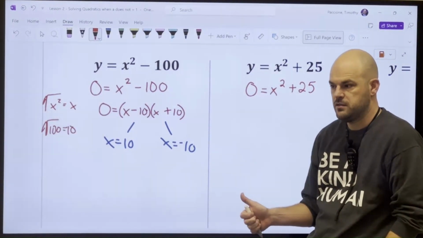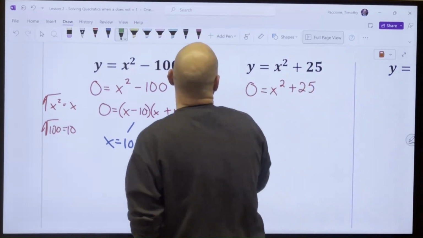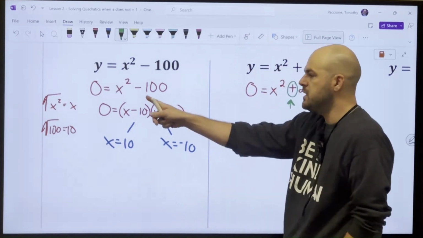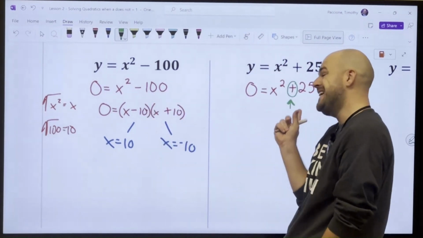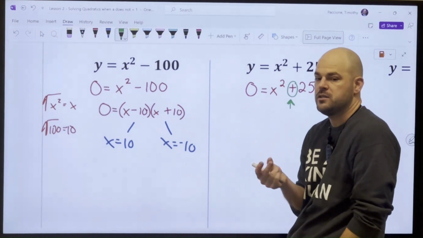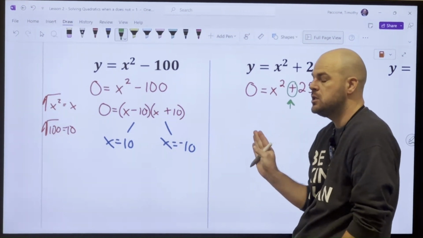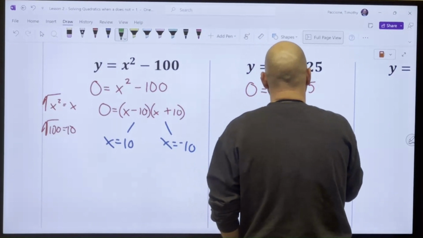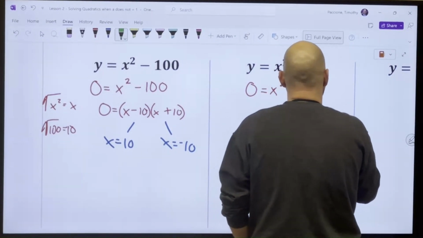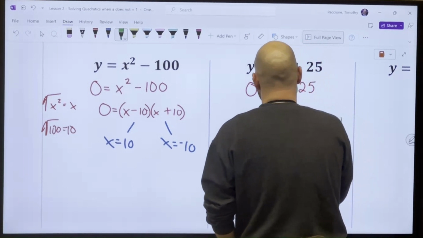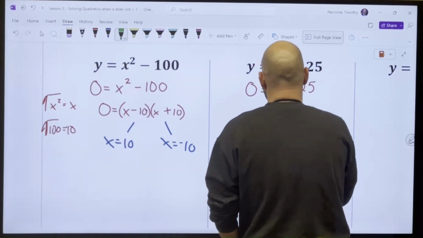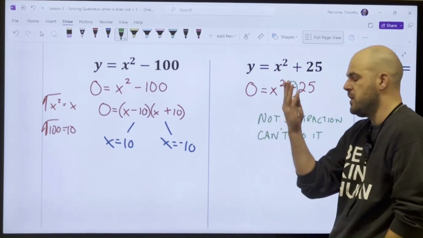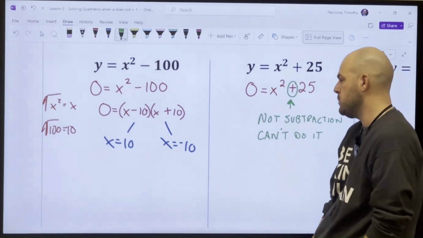Is this a difference? No. This is not a difference, and this is the biggest mistake people make, and that's why I included it. I'm not trying to trick you. People get so into this because it's so quick that they see this and they go, "Oh, two perfect squares," but there's no difference, so you have to solve this another way. This is not subtraction, so you can't do your difference of perfect squares. Can't do it. You would have to do it another way: minus 25 on both sides, square root. Okay?